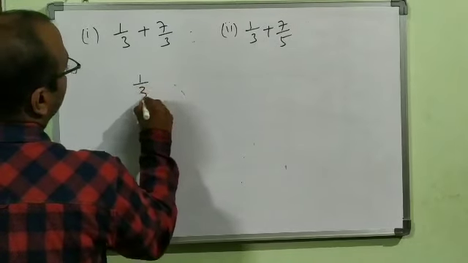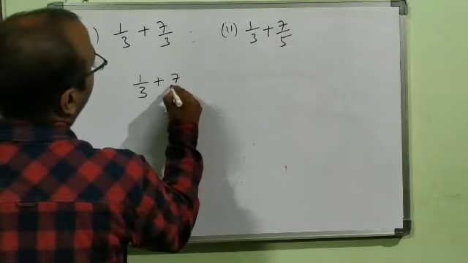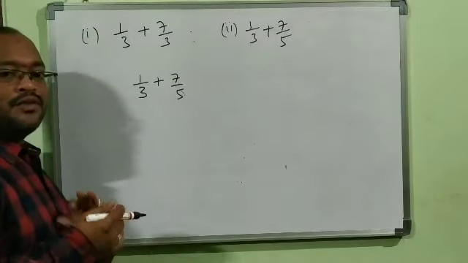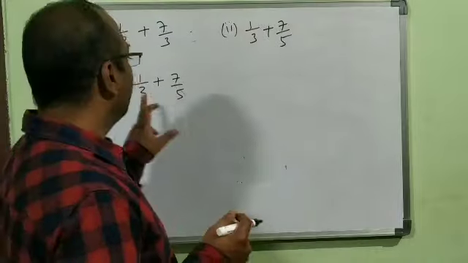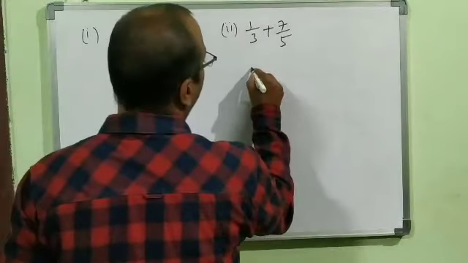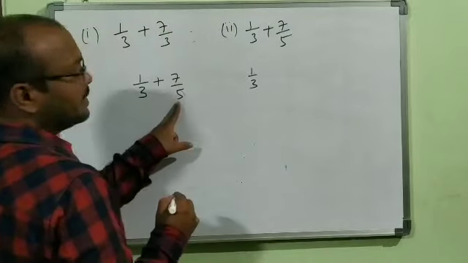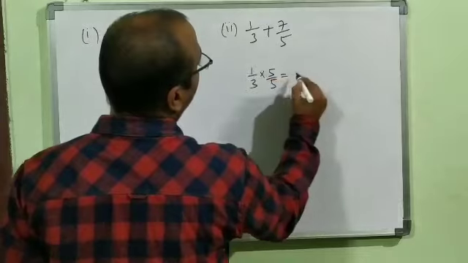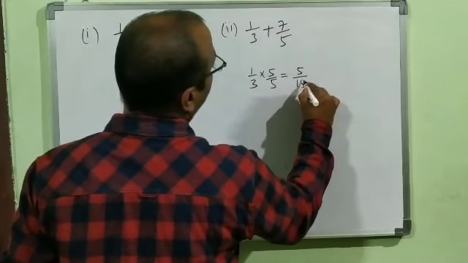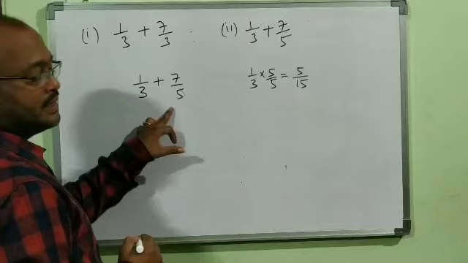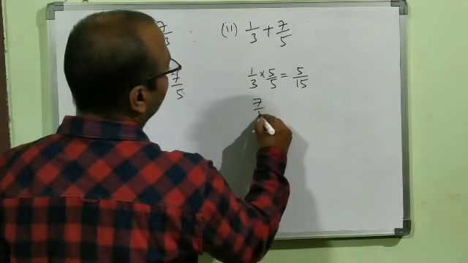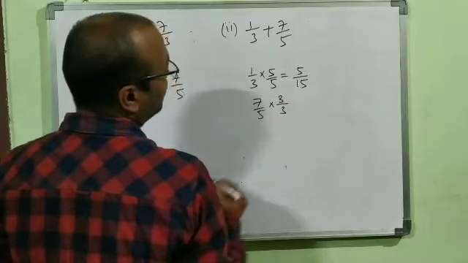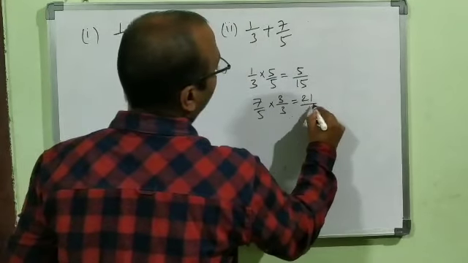1 by 3 plus 7 by 5. So whenever unlike fractions are there, first the way is to make like fractions. 1 by 3. Here 5 is a denominator. Just multiply and divide it by 5 here. Then what you can get here? 5 by 15. Now here 7 by 5 is there. Here the denominator is 5. Multiply by 3 in numerator and denominator. Then 21 by 15.